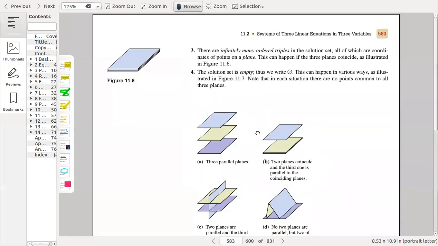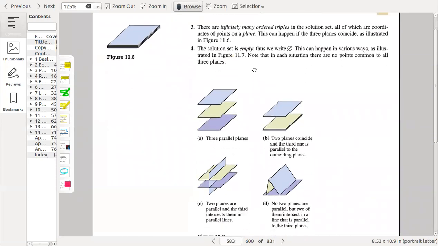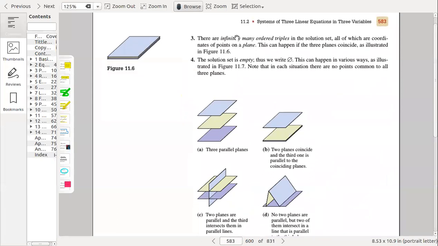The third possibility is that there are infinitely many ordered triples in the solution set, all of which are coordinates of points on a plane. This can happen if the three planes coincide, as illustrated in figure 11.6. So there is another possibility: there are infinitely many ordered triples when three planes coincide with each other.